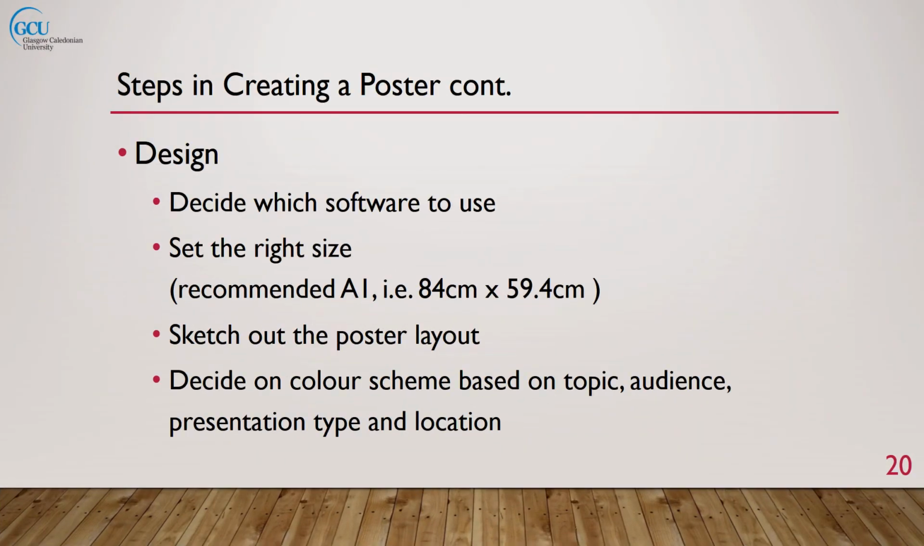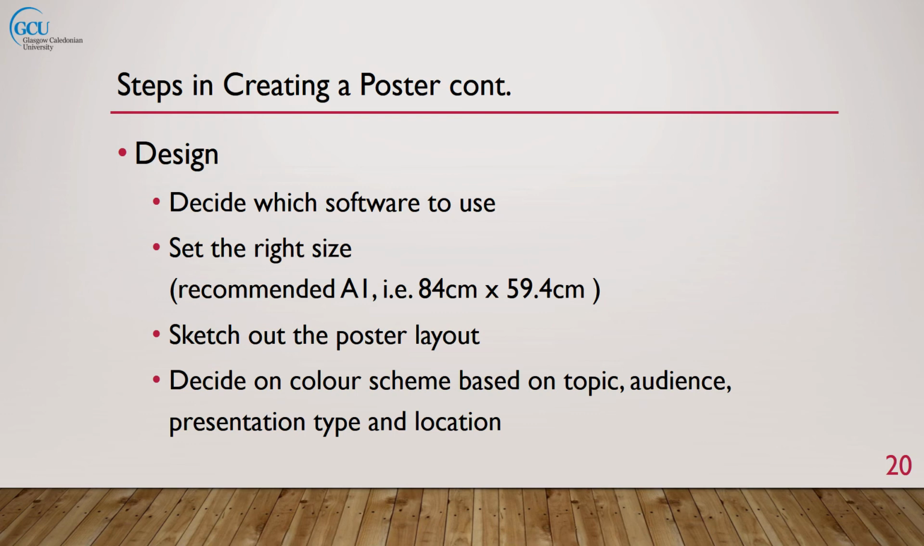After you've completed the content gathering, you can decide now which software to use. Obviously, you have limitations depending on the computer you want to use. Then make sure you set up the right size to start with. For example, the recommended A1 size is 84 or 84.1 centimeters by 59.4 centimeters. And then sketch out the poster layout. It could be just boxes, it could be using guidelines, depending on which software you use, but make sure you split up all the different rows and columns, and ideally even the boxes and all the different sections.